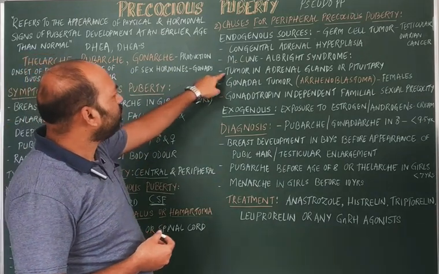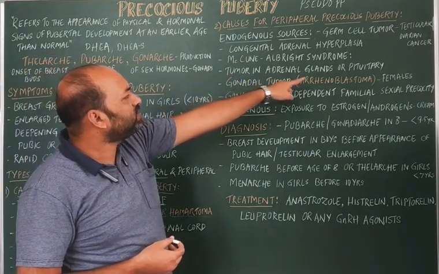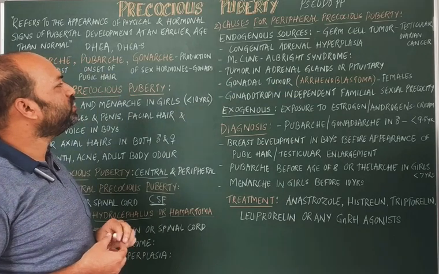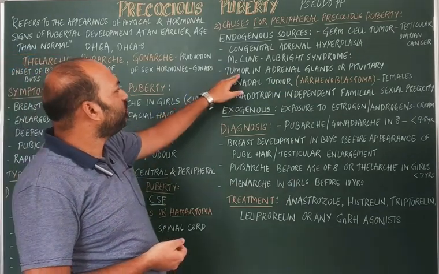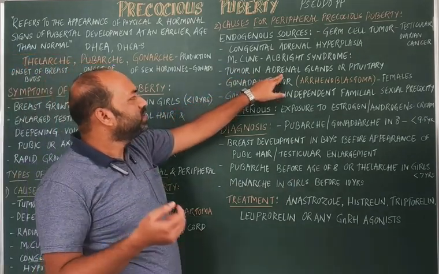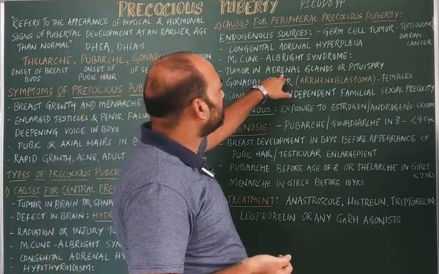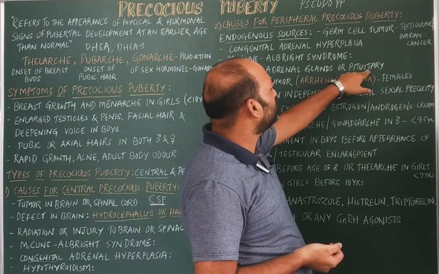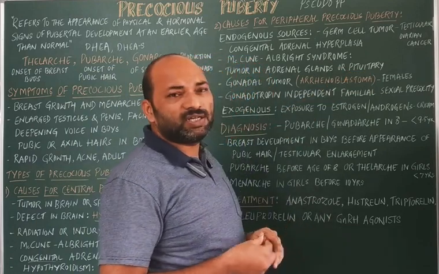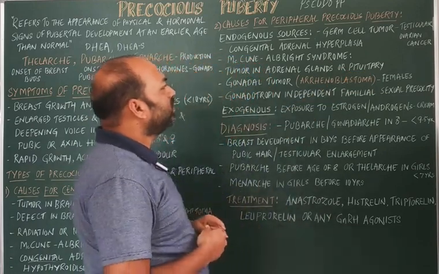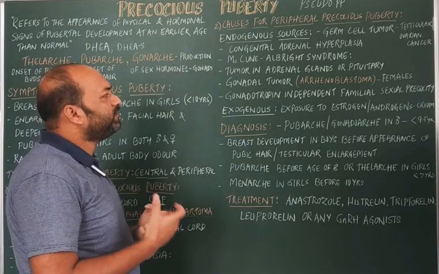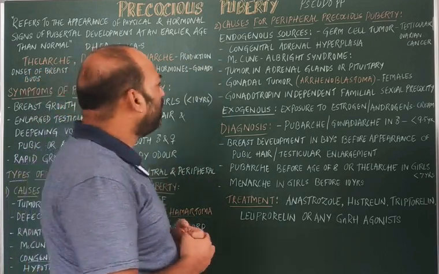Next is a tumor in the adrenal glands, or it may be in the pituitary. Possibly if the tumor is seen in the adrenal glands, there may be hypersecretion of the hormones, or if the tumor is associated with the pituitary gland, it is also possible that more secretion of the pituitary hormones may occur.